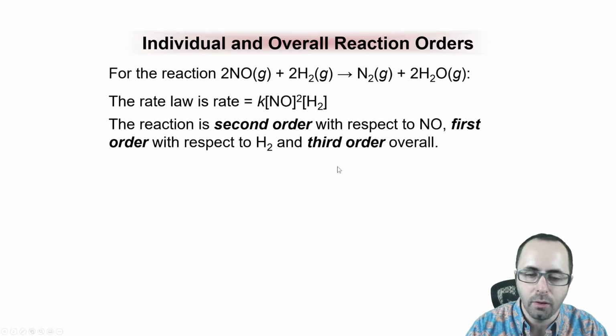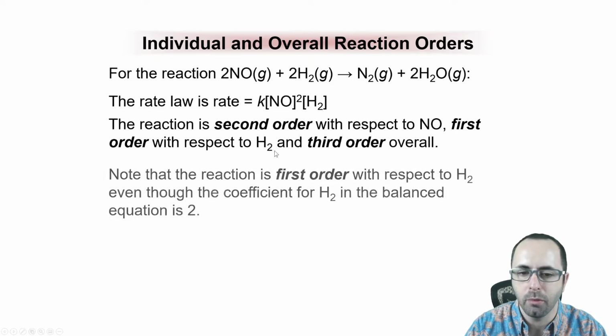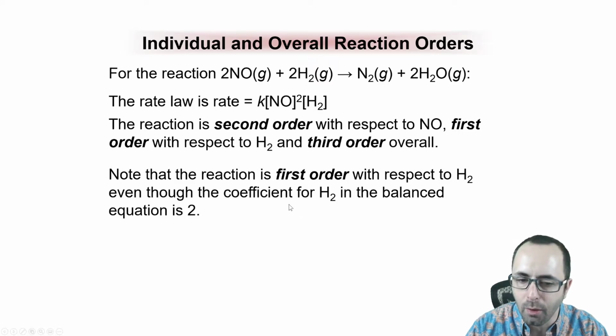Overall rate order isn't used as commonly as the order in terms of individual reactants, but that is something that you should be aware of. And again, note that the reaction is first order with respect to H2, even though the coefficient is 2. It doesn't matter. What matters is the experimental evidence for the rate law. So we keep saying we're going to determine these orders from experiments, right? We're actually going to do this in a number of different ways. You're going to do it in lab in different ways too. There's more than one way to do this.